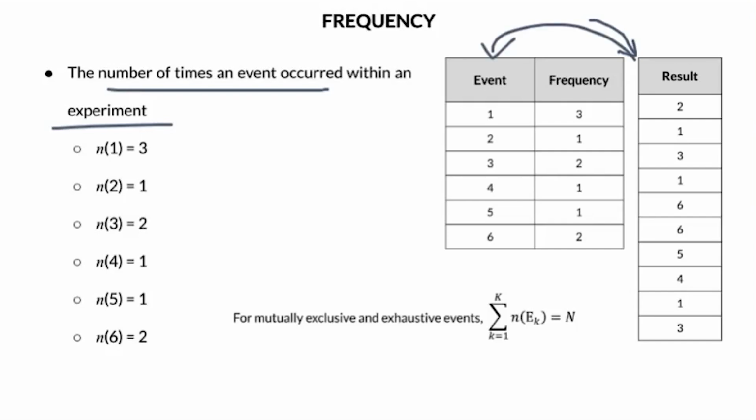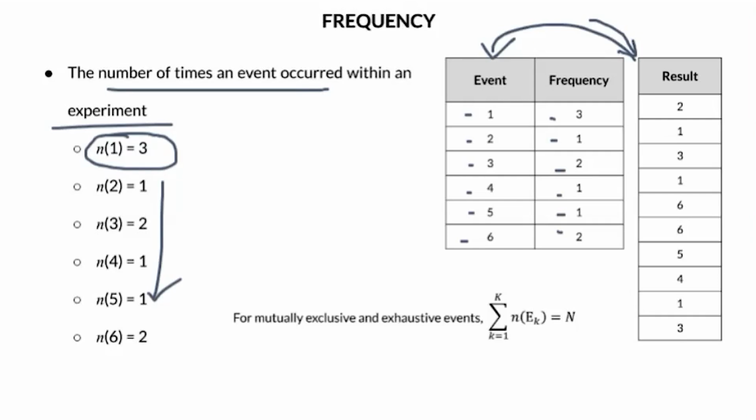Now the events here are what? Number 1, number 2, number 3, number 4, number 5, number 6. And the frequency with which these events occur is what I have jotted down here: 3, 1, 2, 1, 1, 2. So the number of times an event occurred within an experiment. The way we generally write it in mathematics is n of 1 equal to 3, n of 2 equal to 1, so on and so forth.